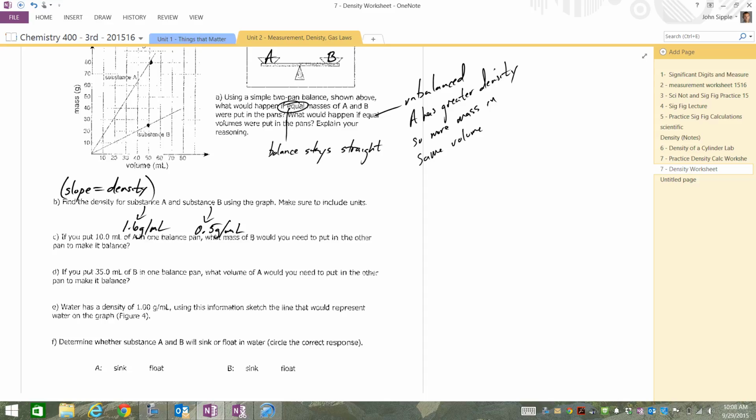All right, so for C, okay, when you guys did C, this was kind of one of those things here. You're given information for A. So if you put 10 milliliters of A on one balance pan, what mass of B are you going to need to have for the other? Okay, in order for it to balance. So if it's balanced, what does that mean about the mass of A as compared to mass of B?